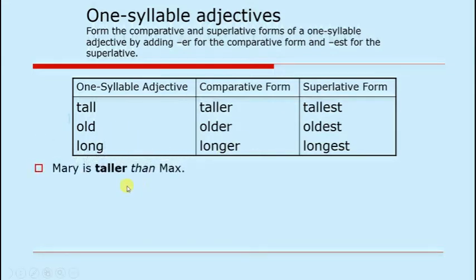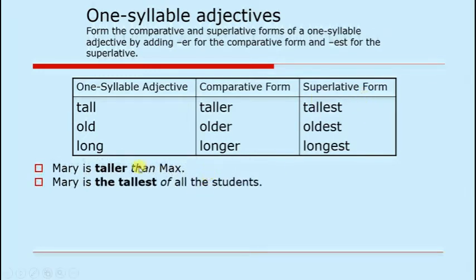So look here. Mary is taller than Max. So it's called what? Comparative or superlative here? Yes, it's comparative because we have a comparison between Mary and Max. So two objects or two persons, so it's called comparative. What to do? We have tall, we add er, so Mary is taller than Max. And don't forget to use than. Mary is taller than, smaller than, older than, longer than, shorter than.